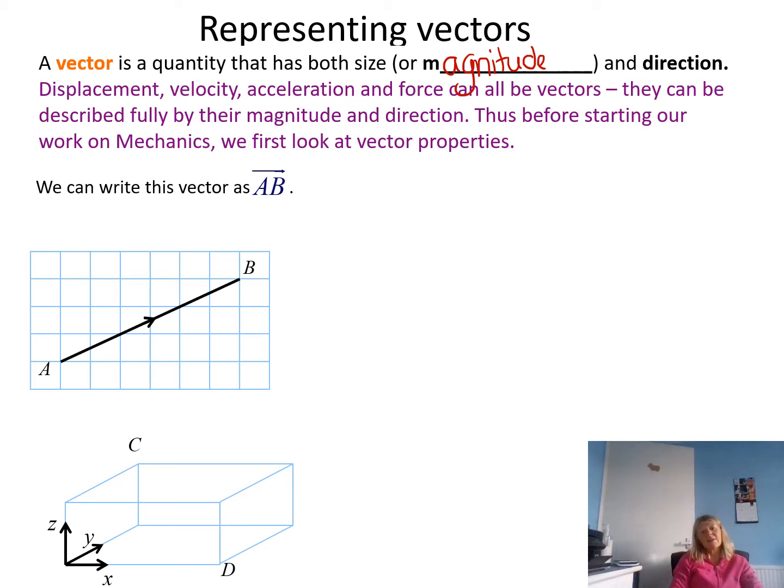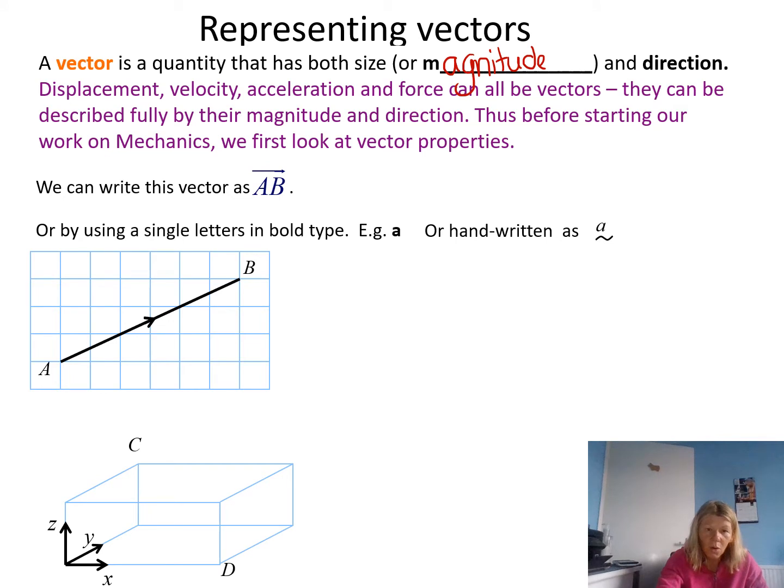We can write the vector as AB. That's that vector there, travelling from A all the way to B. Or by using a single letter in bold, which is that bold a there. Or if we haven't got bold pens, we just write a with a little squiggle underneath or a straight line underneath is fine.